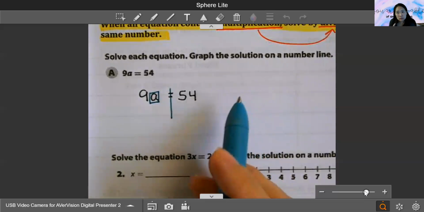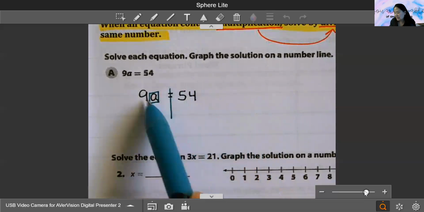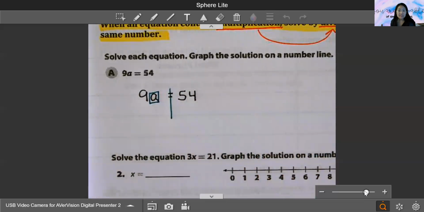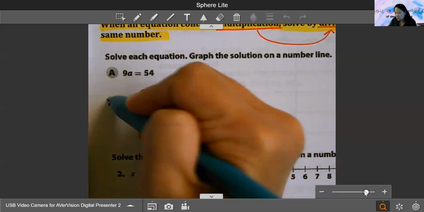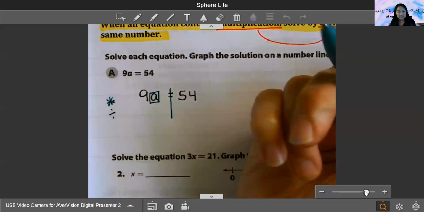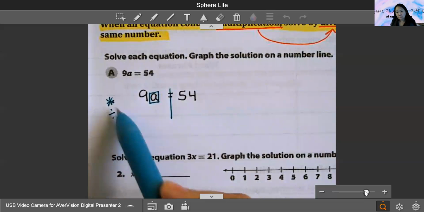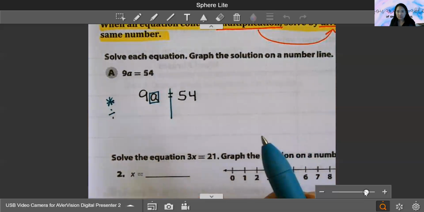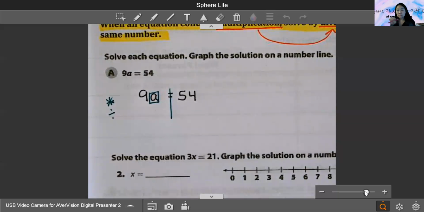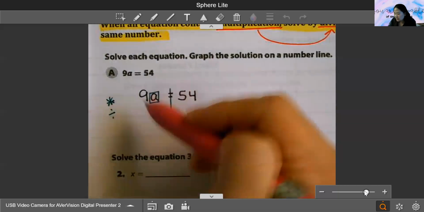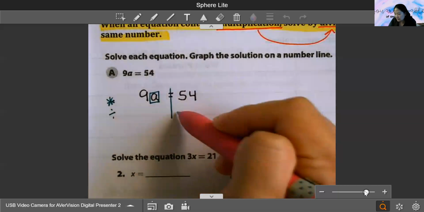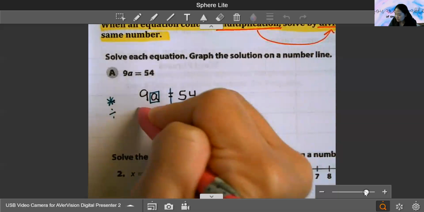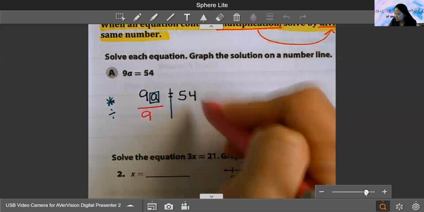Now, what is the original operation? The original operation is 9 times a, so it's times 9. Since the original operation is multiplication, the opposite of that would be to divide. But we are not going to use this division symbol. I'm going to show you a new symbol that I would like you to use, and that is the fraction line. Remember how we said in 6th grade, we're going to try to use more fractions to show division. So instead of writing divided by 9 and divided by 9, we're going to write a fraction, divided by 9, and do the same thing on the other side.